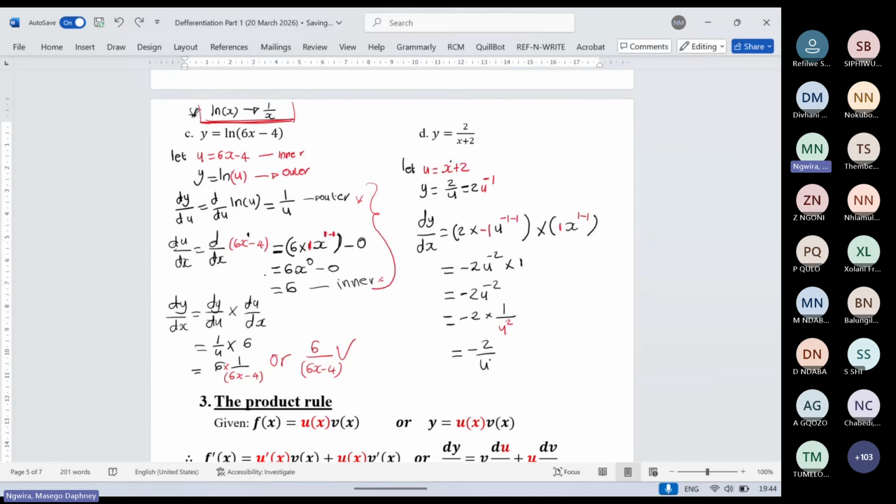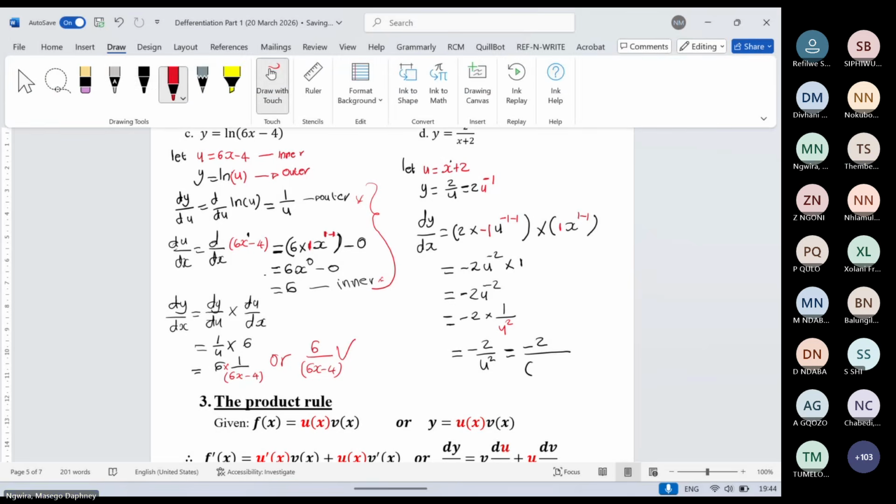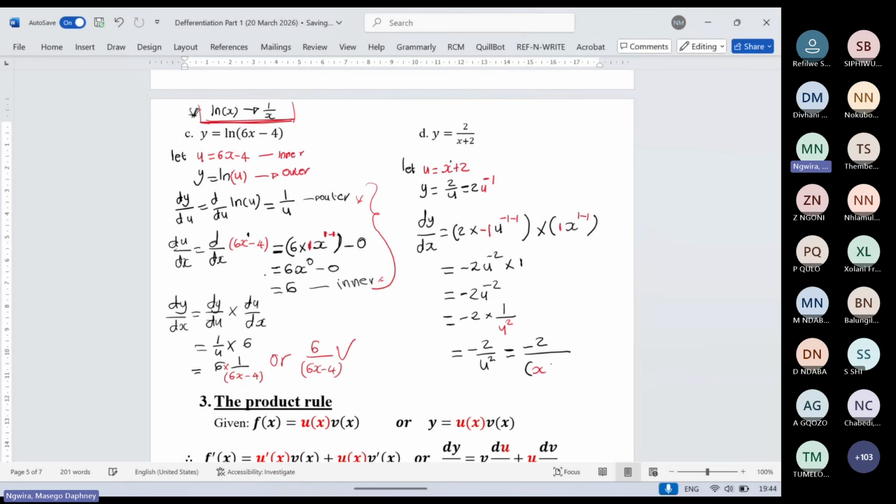So you change it back to x. So this is just going to be -2 over, then it's this x plus 2. So this is going to be x plus 2.